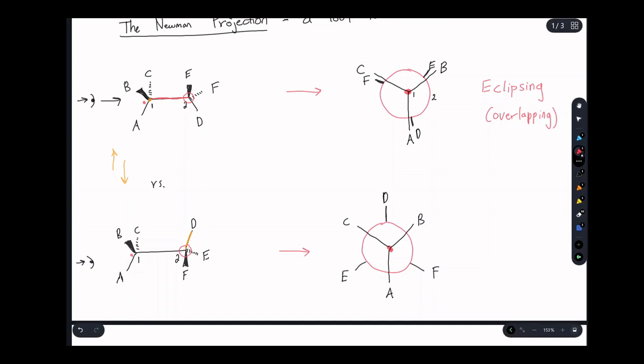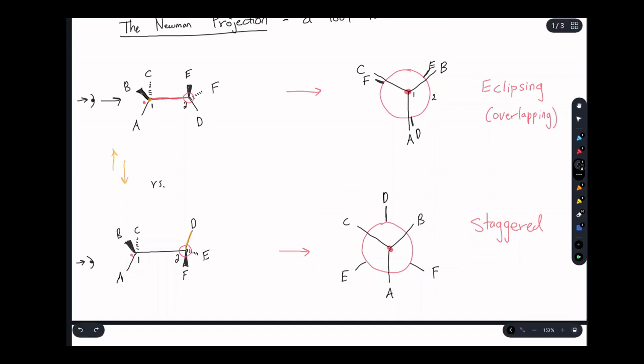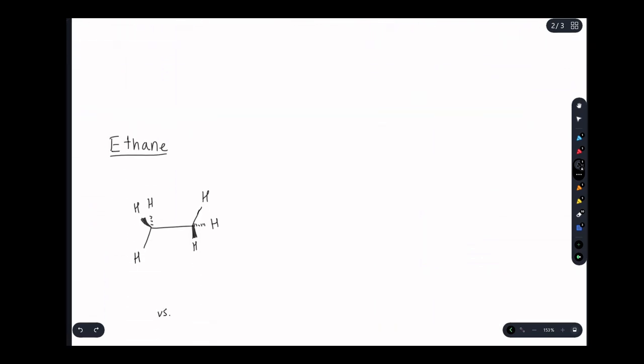Now, when we see that the Newman projection has this nice distance between every substituent, we're going to call this staggered, as the bonds are staggered. Now, that's excellent. Now that we have an idea of how these Newman projections are made and what this representation means, let's apply this to a simple molecule, ethane.